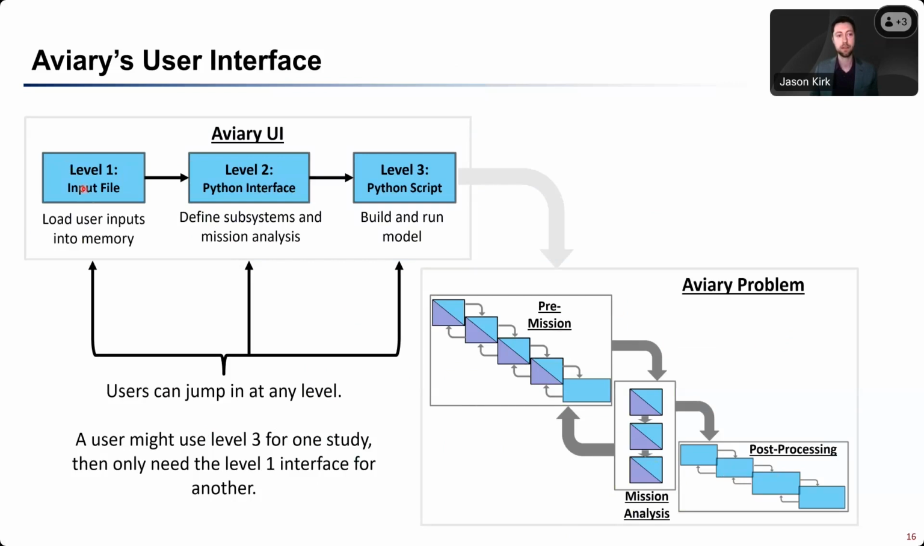So at the most basic level, you can interact with Aviary with just a text-based input file. No programming, you don't need to know Python, you don't need to know anything. You just have to have a text-based input file. You run the command line, and Aviary handles the rest from there. It will move on to the level 2 layer and define all the subsystems and mission analysis that's needed to run that basic input file. And then it will build up and go through all the complicated Python coding needed to actually set up all of these little blocks of analyses, connect them up properly, and then actually execute the analysis.